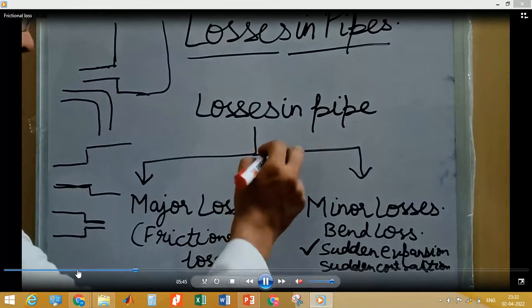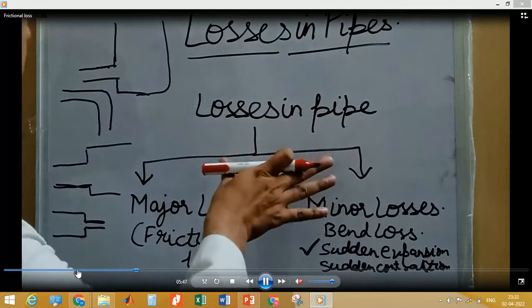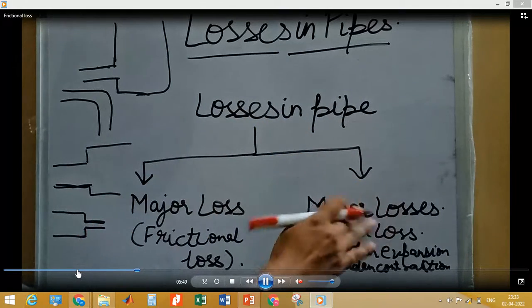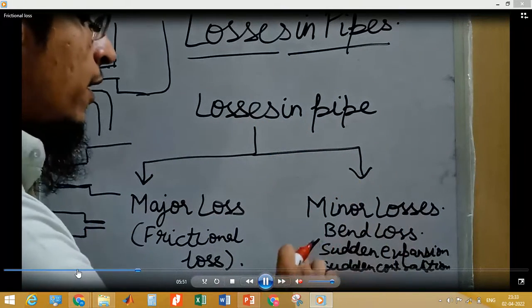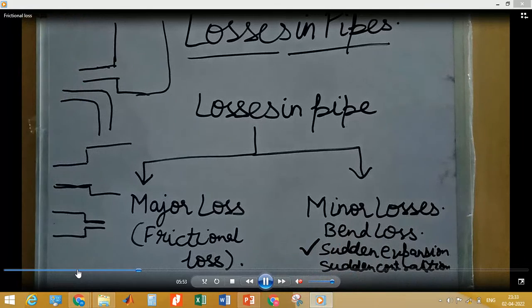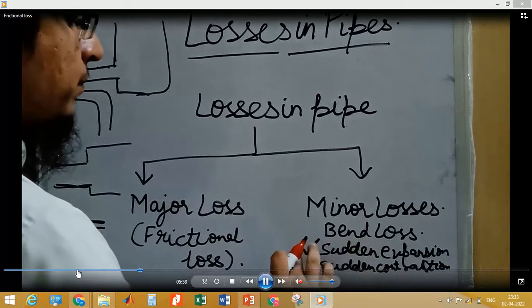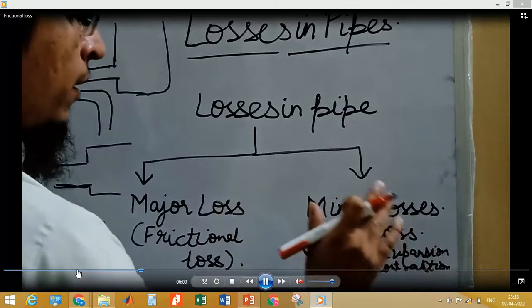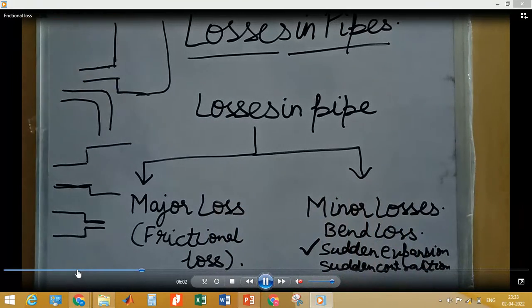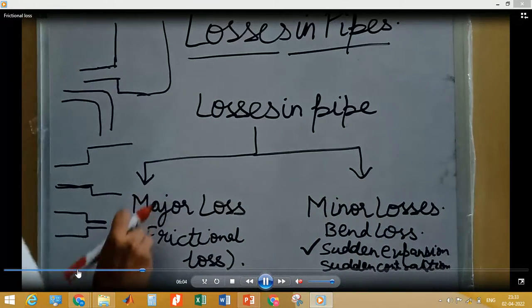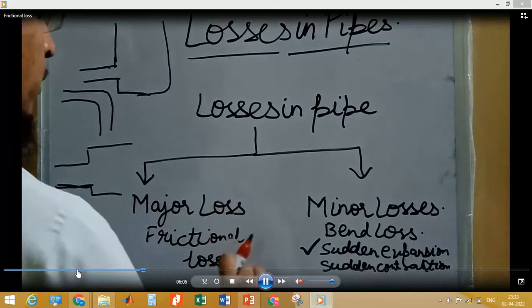And among the minor losses, the sudden expansion is the largest loss. This is because in the case of sudden expansion, eddies are formed which dissipate much more energy as compared to any other loss. So among the minor losses, we have the largest loss in terms of sudden expansion, and otherwise we have the major loss in terms of frictional loss.